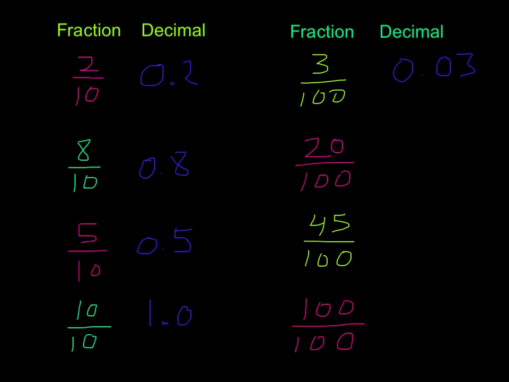Our 20 hundredths, that is going to be a 0 point. Now our 0 needs to be in the hundredths column. So 0 in the hundredths column, so our 2 ends up being in the tenths column to make 0.20 or 20 hundredths. Here we have 45 hundredths, so we're going to take a 0 period.